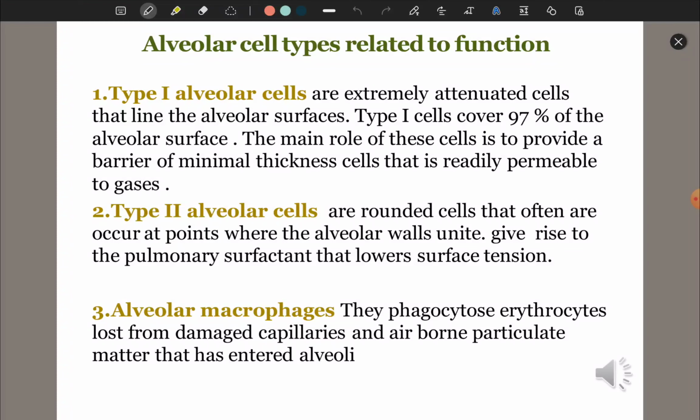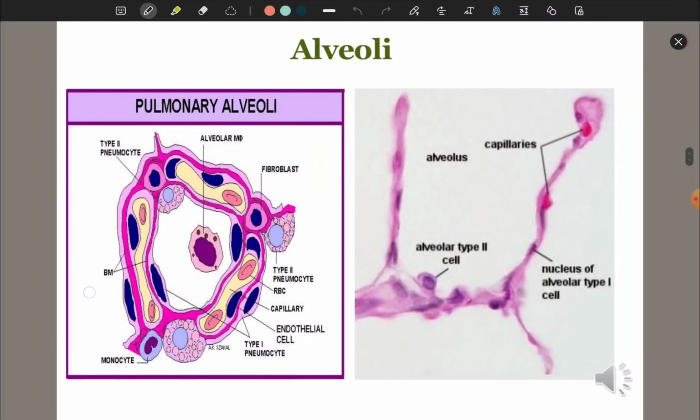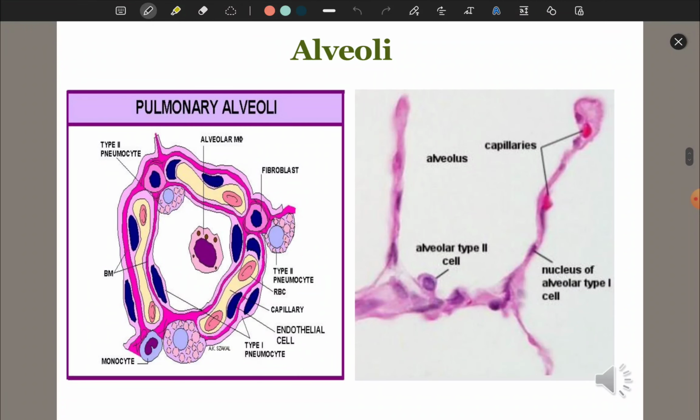They give rise to the pulmonary surfactant that lowers the surface tension. And lastly, we have the alveolar macrophages. They phagocytose, as you know, erythrocytes or any foreign bodies or airborne foreign materials that are trapped in the alveolar space. So here in this slide, we have two photos. One is an illustrating diagram for the wall of a single alveolus and a histological slide.